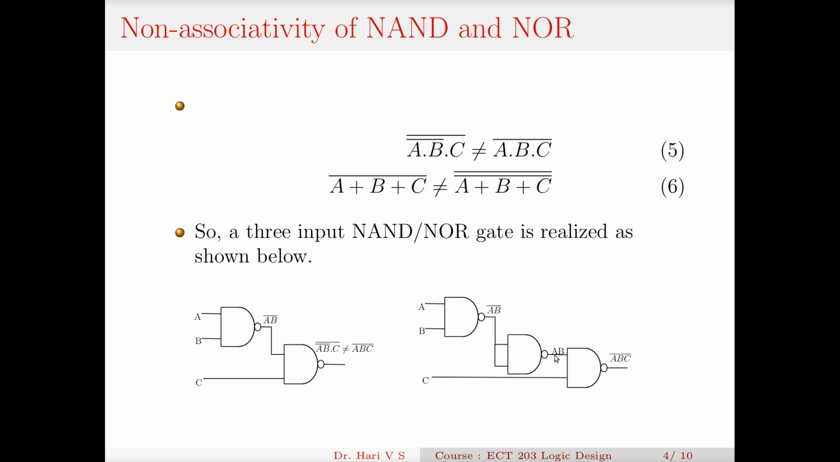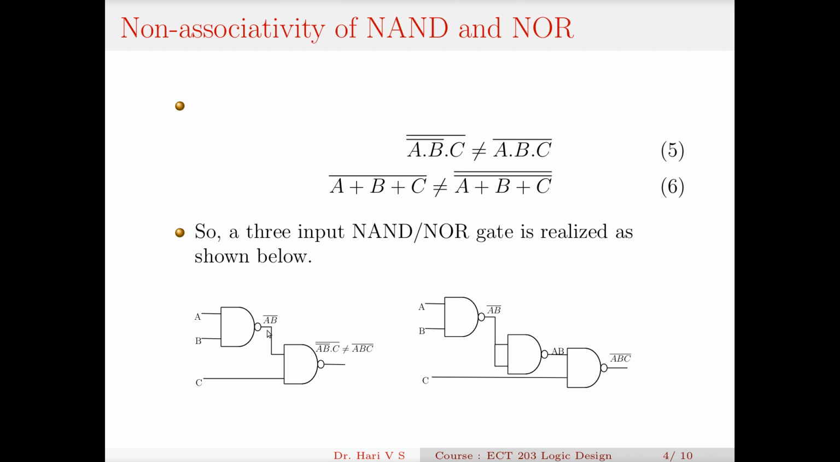So the output is X complement. This NAND with shorted inputs acts as an inverter. So what you get here is A·B. The input to this inverter is (A·B)', and the output is A·B. So the inputs to the last NAND are A·B and C, and what you get is (A·B·C)'. This is a 3-input NAND structure.